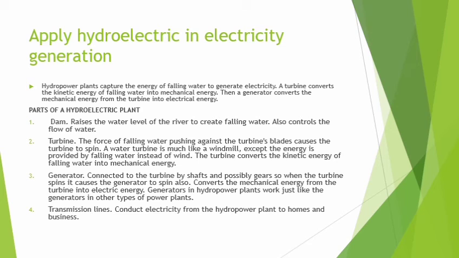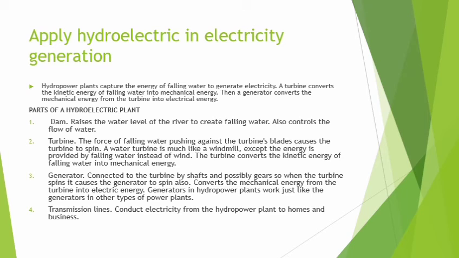Parts of a hydroelectric plant. Number 1, dam. The dam raises the water level of the river to create the falling water. It also controls the flow of the water. Number 2, turbine. The force of falling water pushes against the turbine's blades, causing the turbine to spin. A water turbine is much like a windmill, except the energy is provided by falling water instead of wind. The turbine converts the kinetic energy of falling water into mechanical energy.